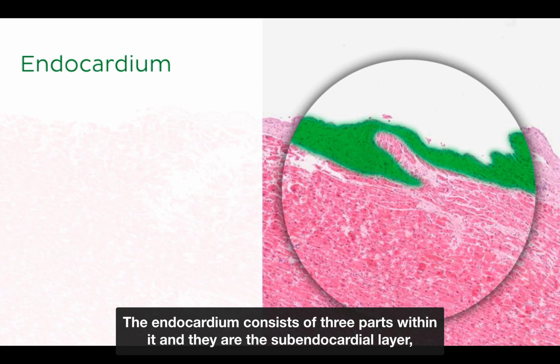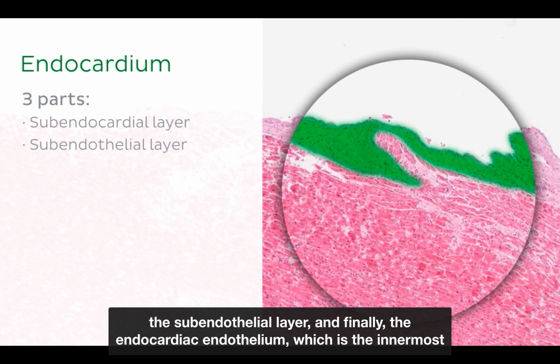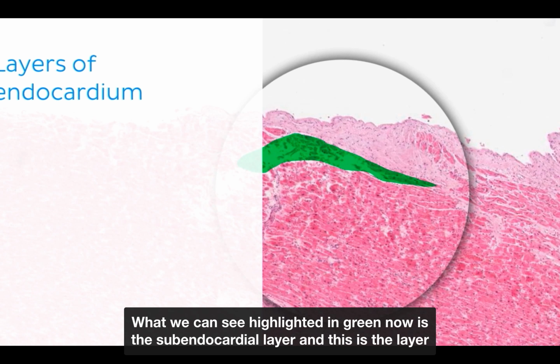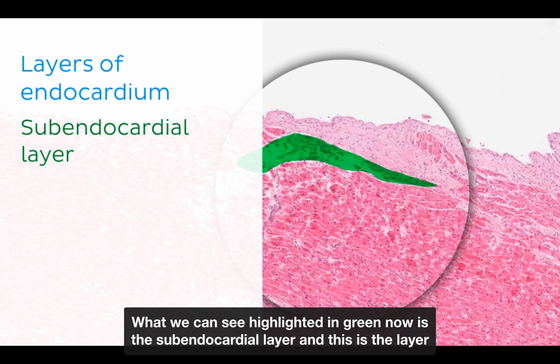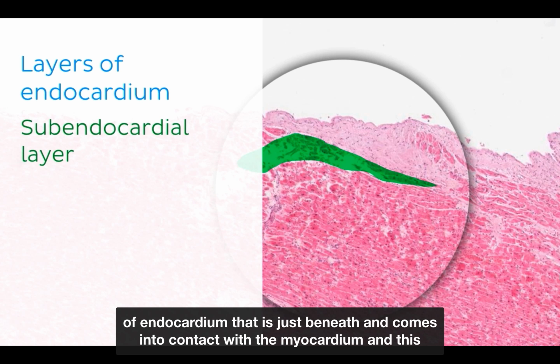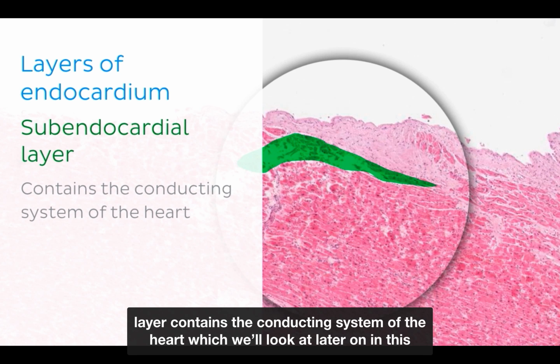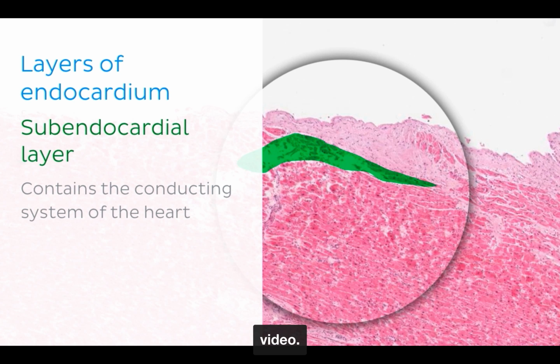The endocardium consists of 3 parts within it, and they are the subendocardial layer, the subendothelial layer, and finally the endocardiac endothelium, which is the innermost part. What we can see highlighted in green now is the subendocardial layer, and this is the layer of endocardium that is just beneath and comes into contact with the myocardium. And this layer contains the conducting system of the heart, which we'll look at later on in this video.